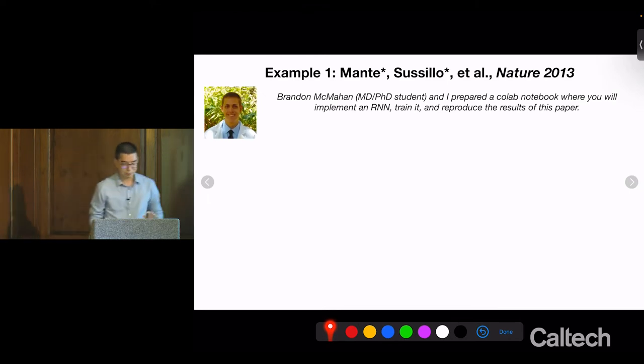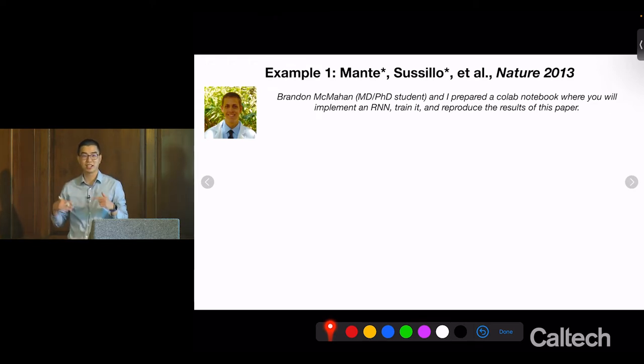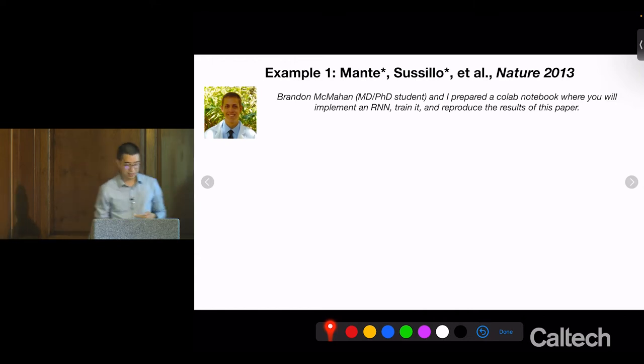And when we get to the hands-on session, Brandon and I have prepared a Colab notebook where you're going to start from scratch and implement a recurrent neural network that is trained the same way that it was done in Mante and Sussillo. And you're going to reproduce the results of that paper, including the behavior as well as several of the analyses. And so I wanted to acknowledge Brandon, who put a lot of hard work into this and wrote all of the code.